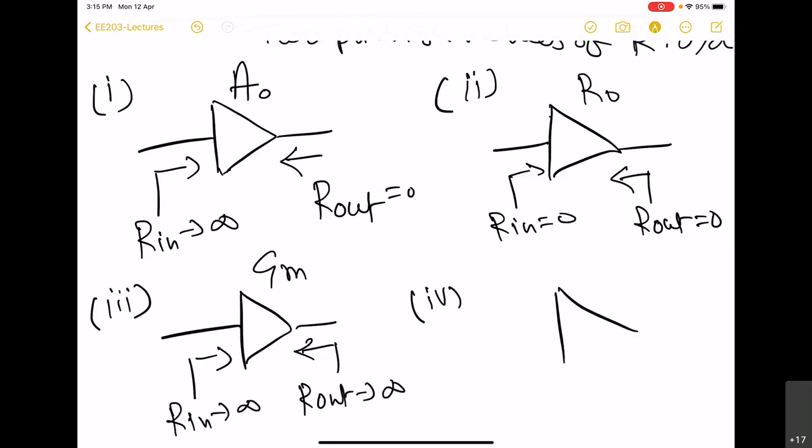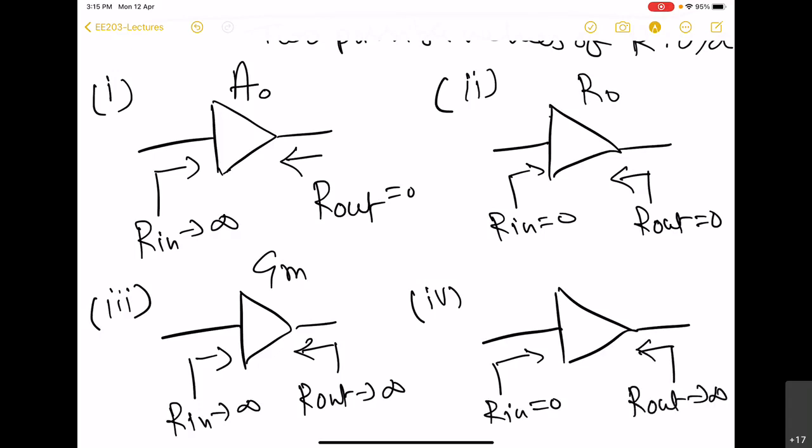And the last case, of course, is that Rin is 0 and Rout is infinite. In this case, we will denote the transfer function by AI. Here it will be more appropriate to call the first case AV. So these are the four cases. We will study them and then we will say which of them are called those dependent sources, the four types of sources that I pointed out.